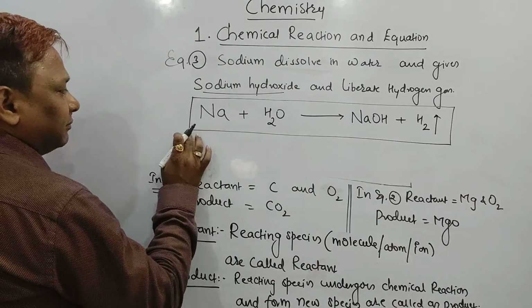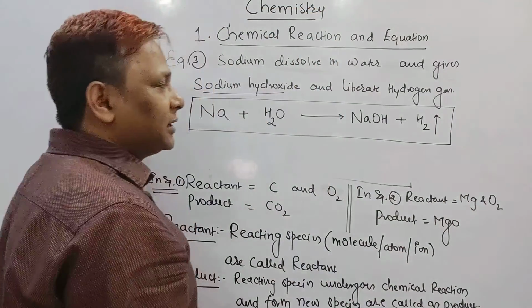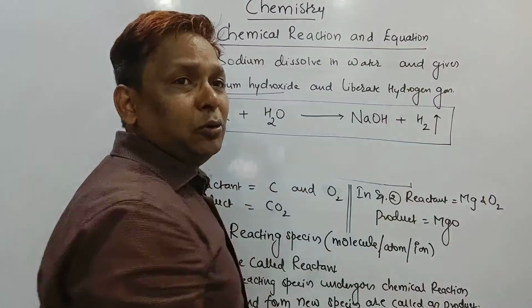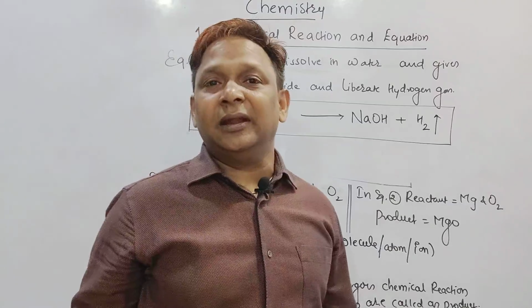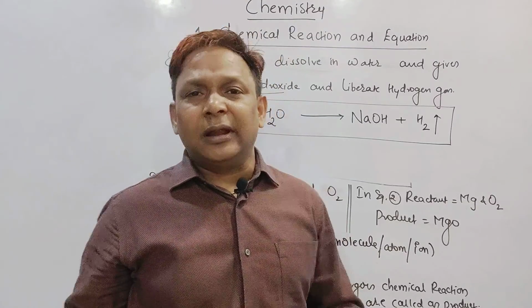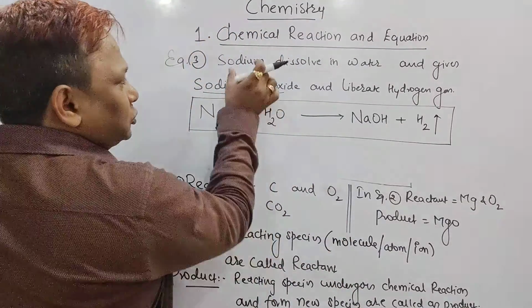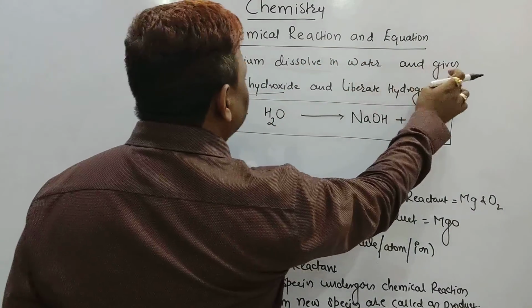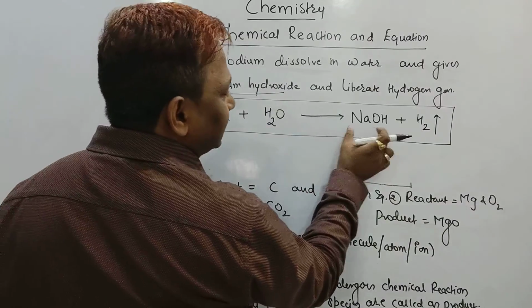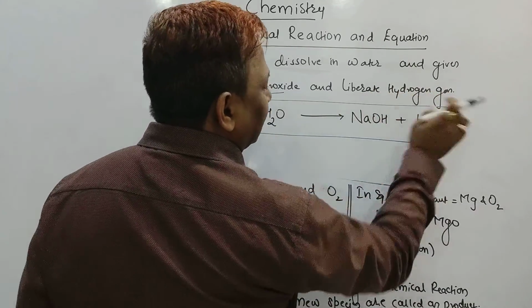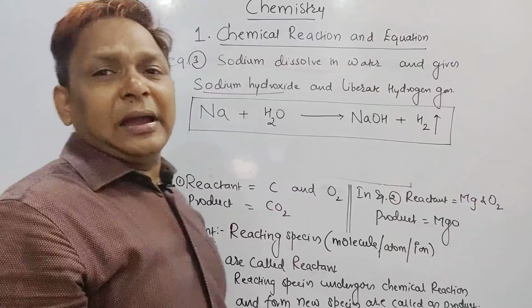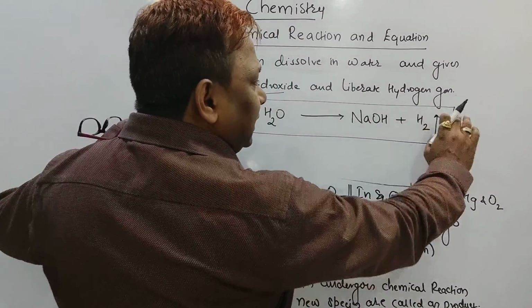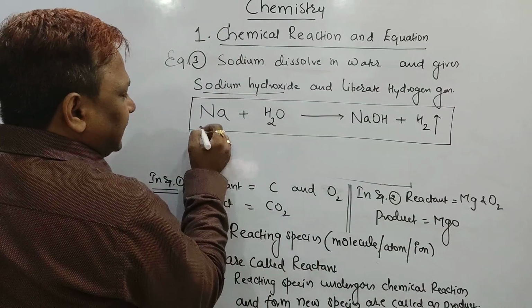But first I am making you write how to represent the reactions here. I didn't write any delta sign here because in the statement I didn't say anywhere that it burns or it is heated. That part I didn't mention. So no need to write any symbol of heat here. So sodium Na dissolves in water, plus water, and gives sodium hydroxide and liberates hydrogen gas, right? But if I ask you in this reaction what the reactants are? So sir, in this chemical equation these are the reacting species.